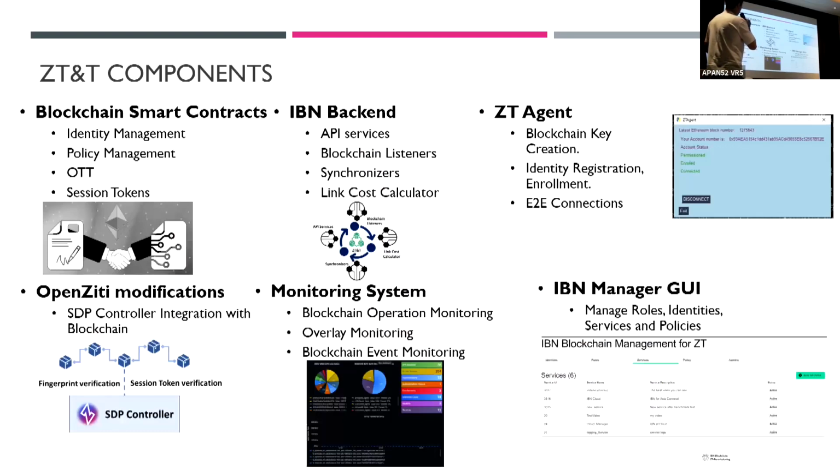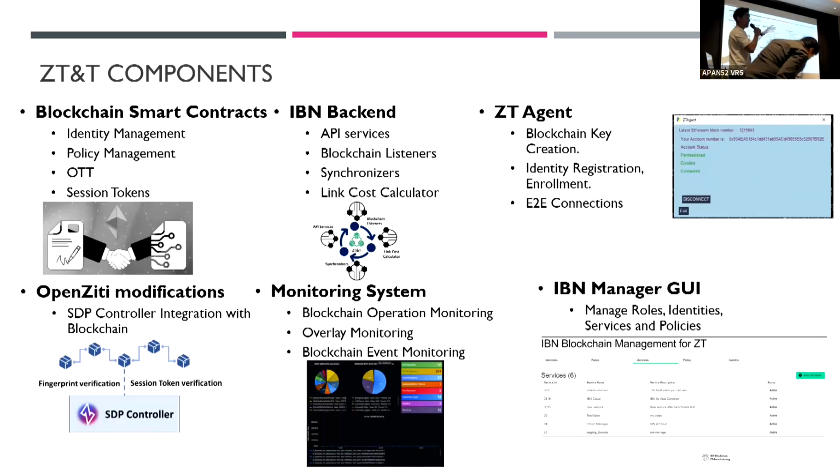In the end, what we have is a system that has all of these components that is centered on the blockchain smart contracts for providing the identity management, policy management, OTT, and session tokens. But as I mentioned before, the blockchain by itself cannot interact with anything. So it requires some mechanism for having control of what is being inputted into the blockchain and how to map all of these configurations into the overlay itself and how to oversee that this configuration has been properly implemented. So this is the IBN backend.